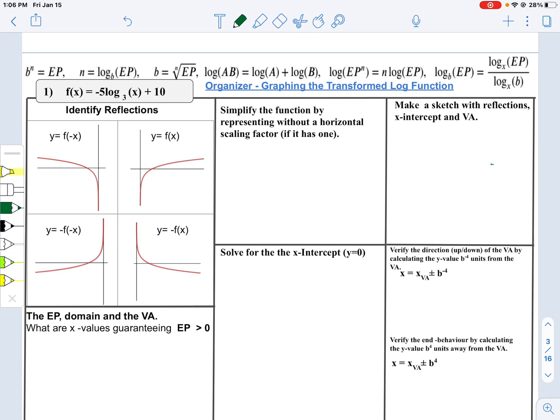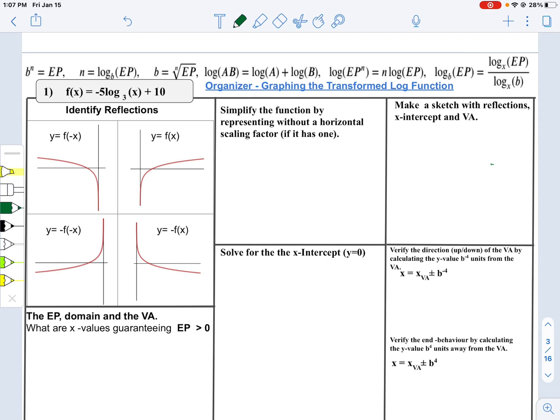I'm going to go through the first example for graphing log functions that are transformed. So not just basic log functions like log of x to the base 4, but left-right translations and what I call scaling. Although we're going to do this without the standard transformation method. We're going to do it by making sure that we really understand logarithms.